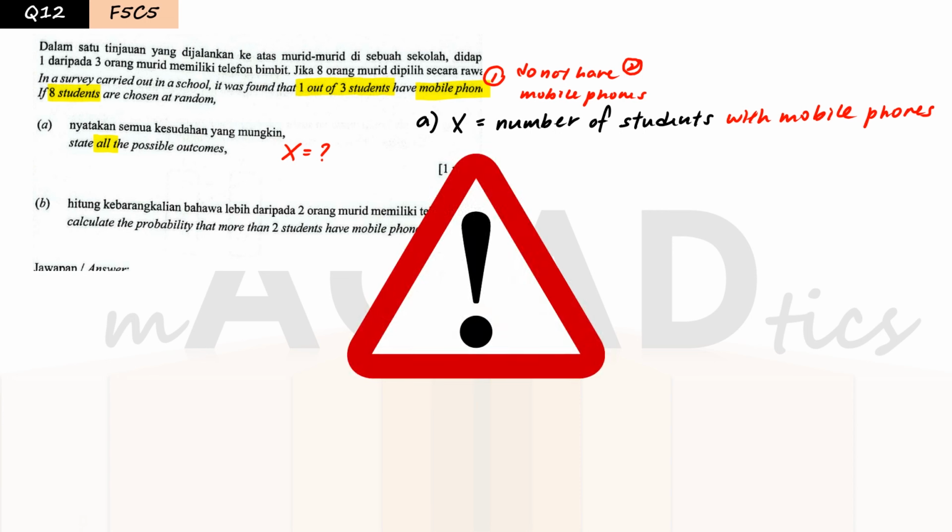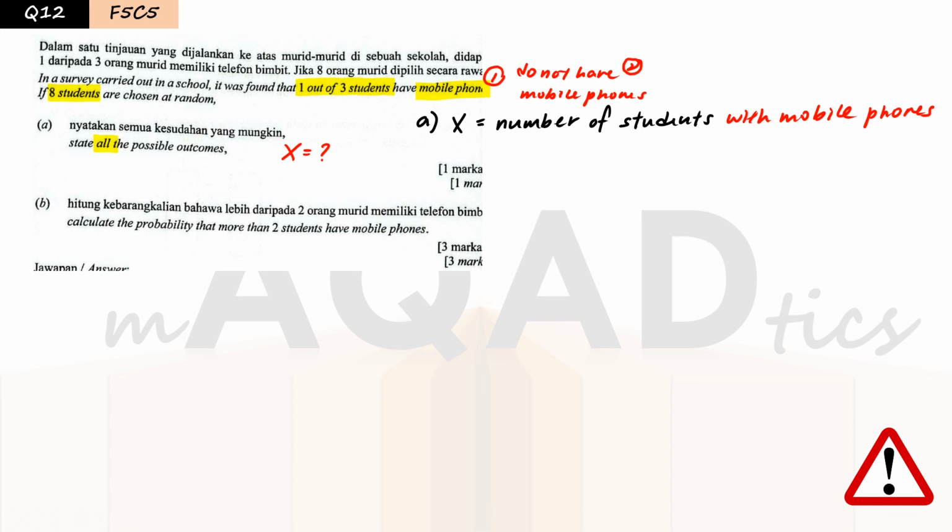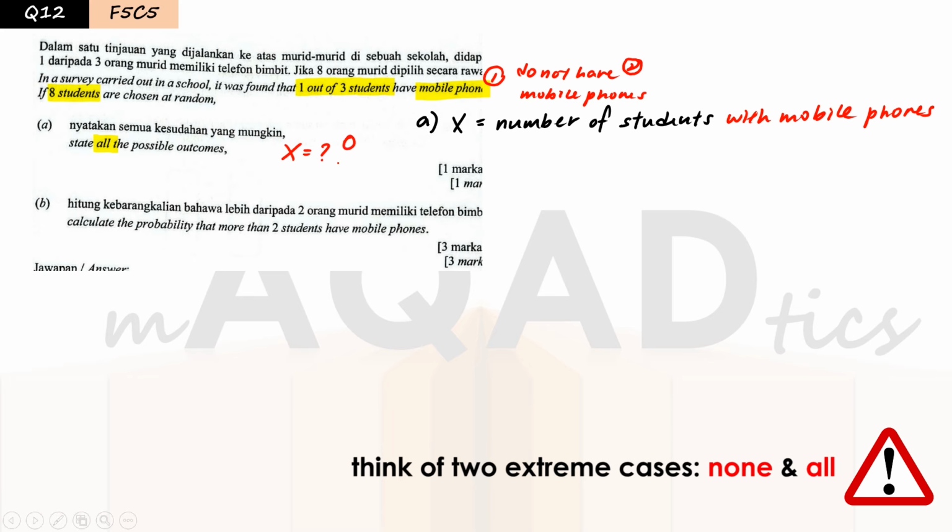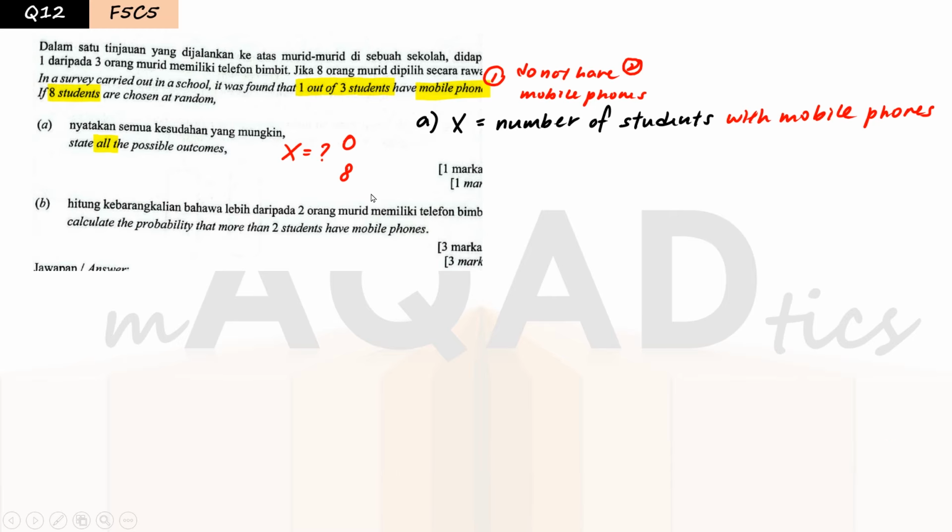Okay, so let's think of the 2 extreme cases. From the 8 students that we have chosen, let's say the first extreme is none of them have mobile phones. So x can be 0, right? And let's think of the other extreme. From 8 students, all of them have mobile phones, so it's 8. So if we want to state all the possible outcomes, they would be the values from 0 until 8, right? All of the values inside will be the possible outcomes.